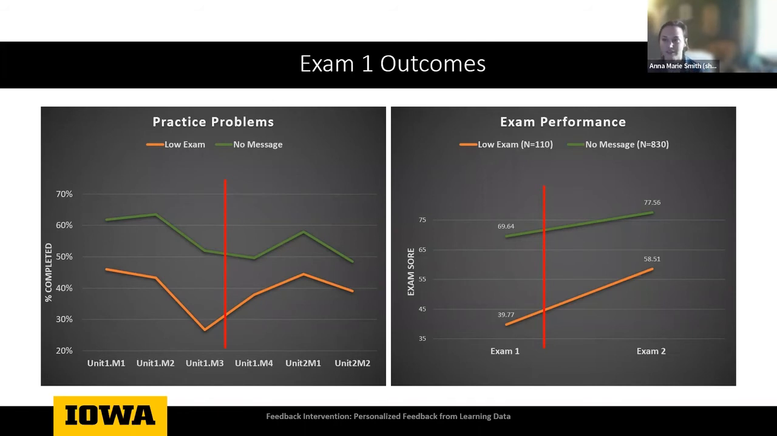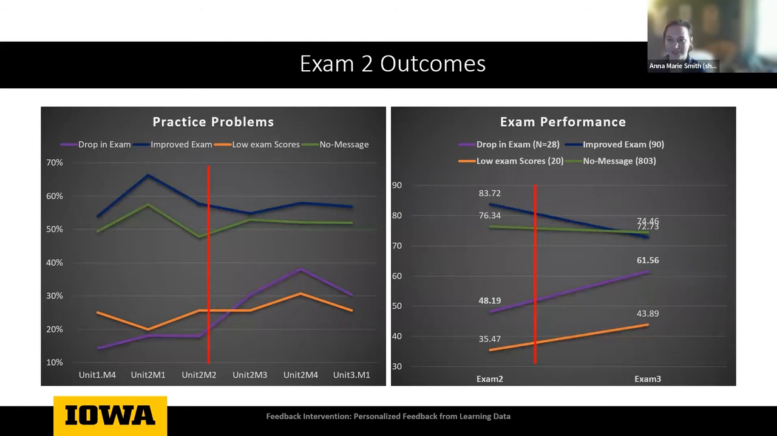Of course, the other thing that could be impacting this is that they got a low exam score, and that itself might have been enough to prompt them to do something. But hopefully those two things in tandem work together. And then we can look at their second exam performance, and we can see the students in the low exam group performed higher on the second exam, after receiving the message and after receiving their first exam score, but it was still lower than the overall class.